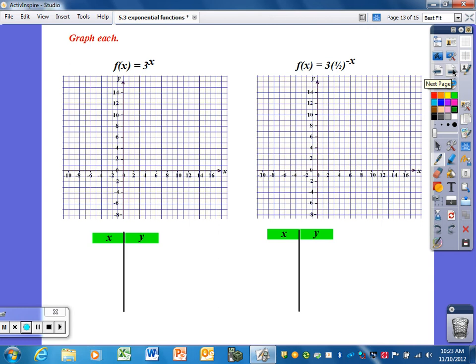So let's try these two graphs. y equals 3 to the x. So this becomes my parent function because I have nothing else attached. So when I put in negative 1, I get 1/3. Put in 0 for x, you get 1. Put in 1 for x, you get 3. Put in 2, you get 9. So negative 1, 1/3; 0, 1; 1, 3; 2, 9. Draw your J-curve. So here your domain, x is all reals. Your range, y is still above 0.